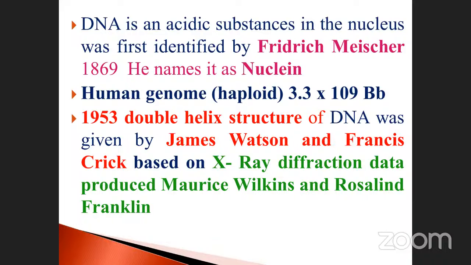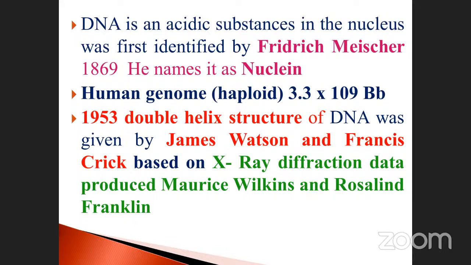And DNA is an acidic substance. It was discovered by the scientist Friedrich Miescher in the year 1869. He named it nuclein. In the human genome, haploid nature, note it down, my dear students. This is very, very important: 3.3 into 10 to the power of 9 base pairs.